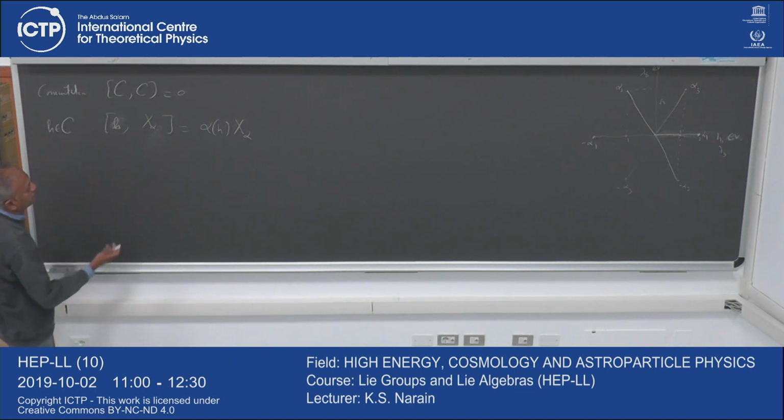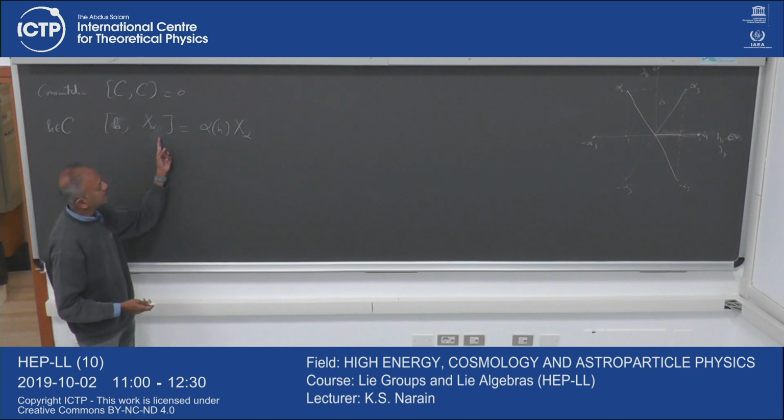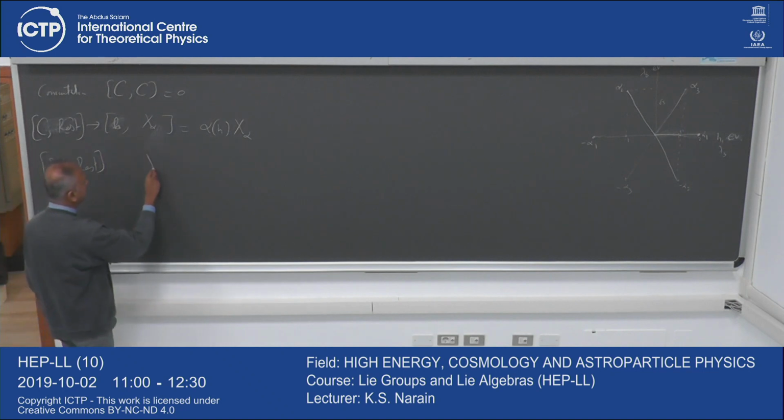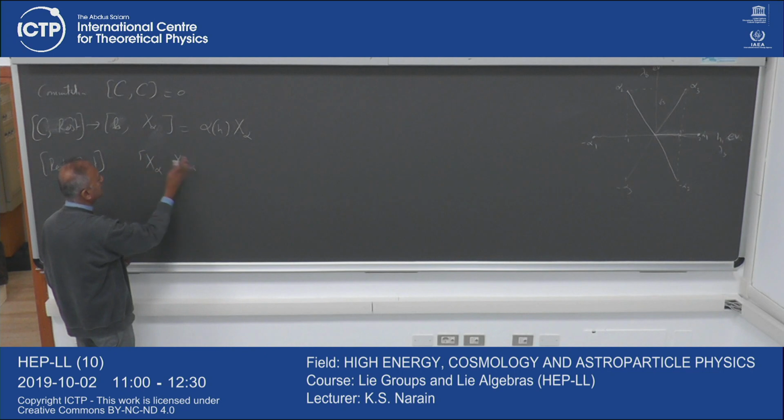Now we need to also find out the commutation relation between the rest. This is the commutation relation between C and the rest. But then I have to also look at the commutation relation between the X's and the X's. So this is what we're going to do. Now, X alpha with X minus alpha. So what did we do?